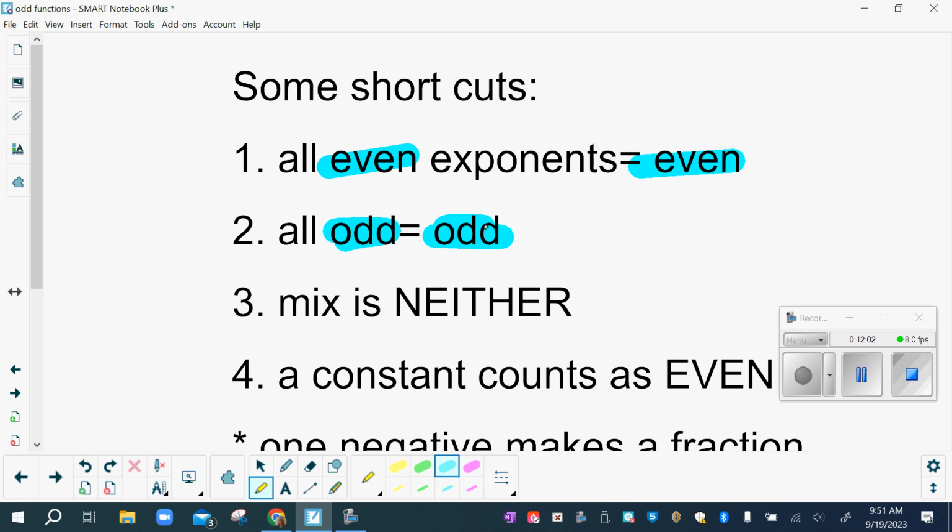If it's a mix, it is neither. But here's what's important: if it's got a constant in there, that counts as even, right? So remember on this one, we have that 5 that was there. That makes it an even. It doesn't change its sign. So be careful on that. Now, a lot of pre-calc and algebra 2 trig teachers teach this, and they stop here. But there are 2 places where these shortcuts don't work.